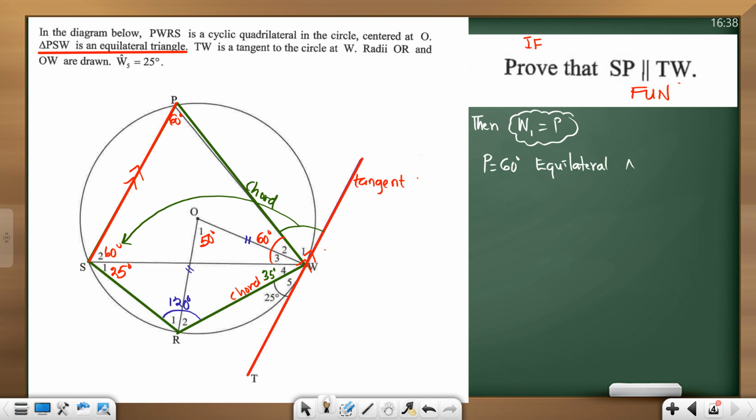Equilateral what? Triangle. Now W1 equals to what? S2. Oh, by the way, we don't know S2. So you have to also tell us that S2 equals to 60 degrees, equilateral triangle. So W1 is now equal to S2, which is what? Tan chord. So P equals to W1. Therefore, SP is parallel to TW. And what's your reason? Alternate what? Angles. Are we on the same page?